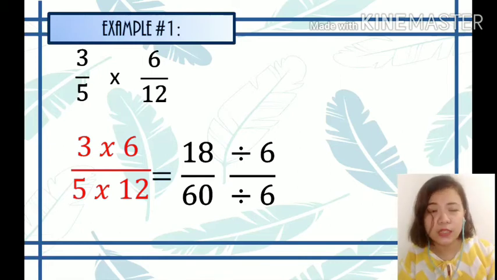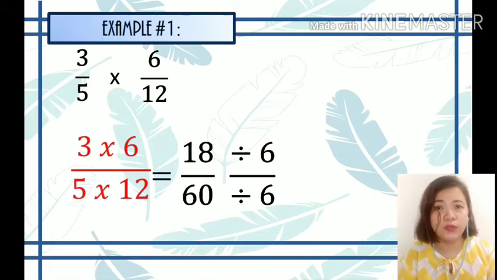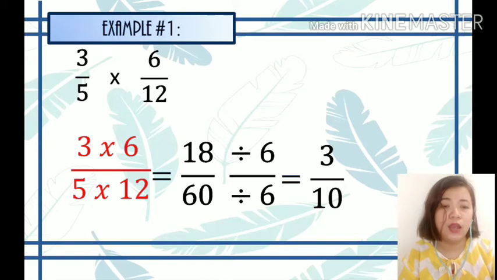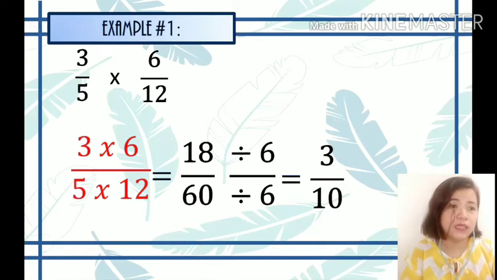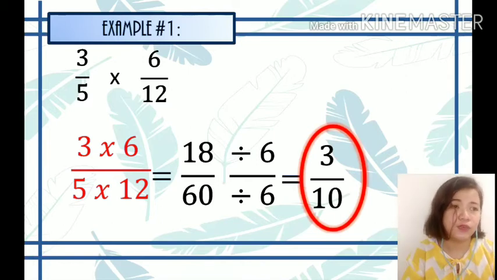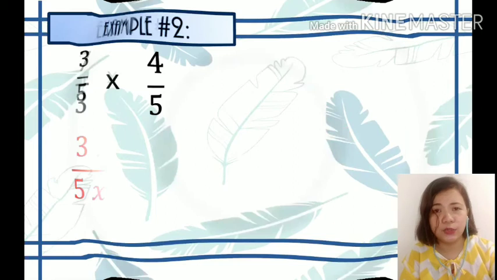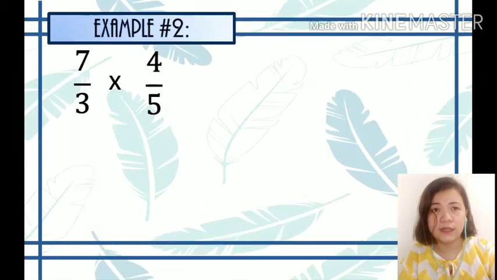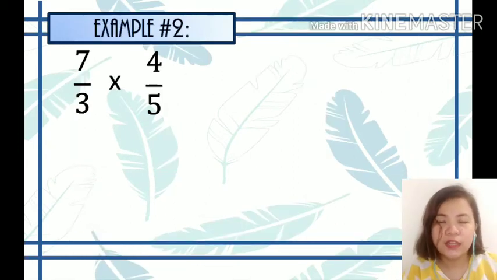Afterwards, all we have to do is divide the numerator and the denominator by its GCF. So 18 divided by 6 is 3, and then 60 divided by 6 is 10. Therefore, our final answer will be 3/10. Now let's have another example.